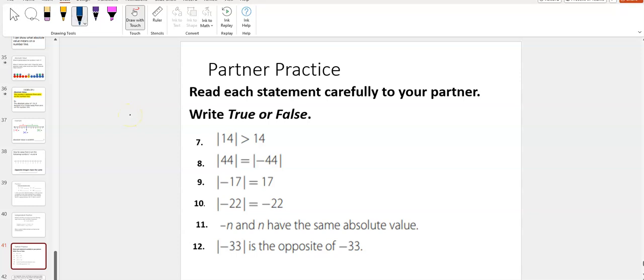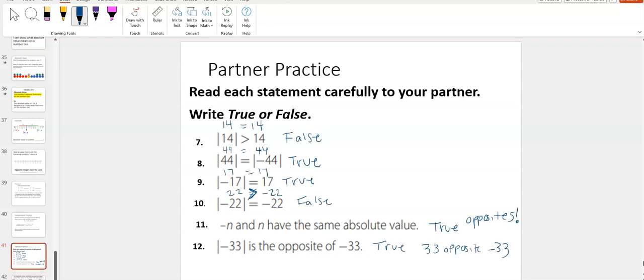All right, here we are. So number 7 is false because the absolute value of 14 is just 14. So those two numbers are equal to each other. Number 8 is true because the absolute value of 44 and negative 44 is both positive 44.